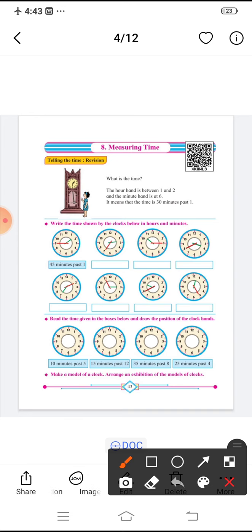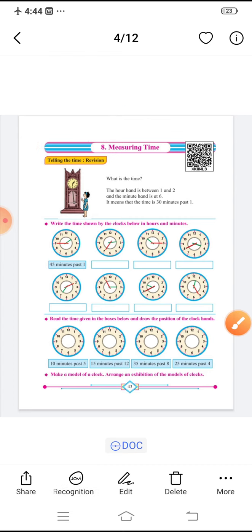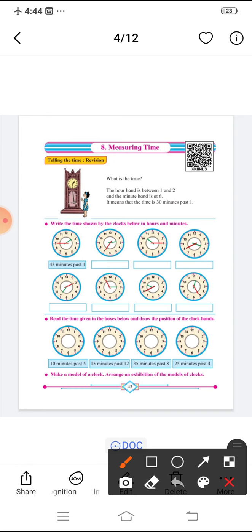Yes. Now it is on 10. That means 10 5s are 50. Correct now? So 50 minutes past. Now, it is green color, and we have to see. Green color is the hours hand.